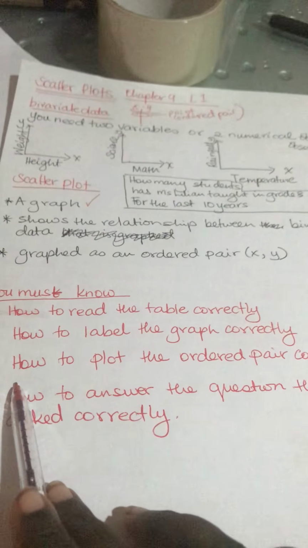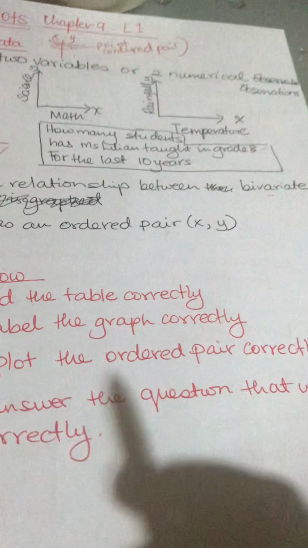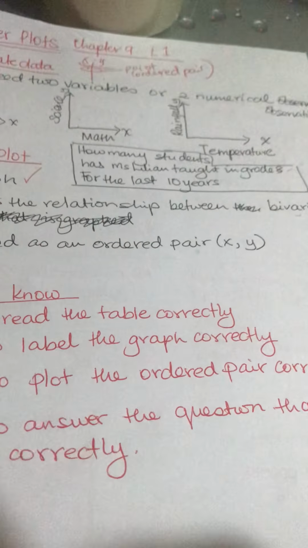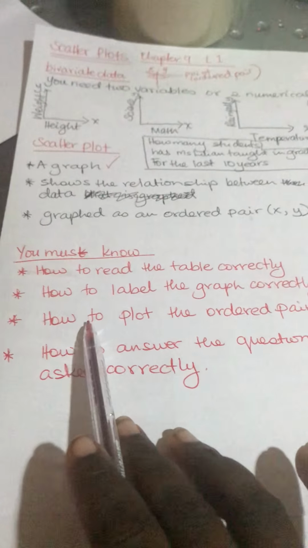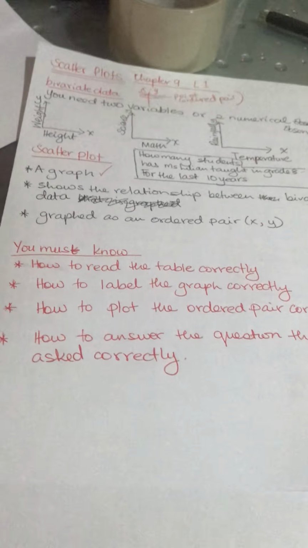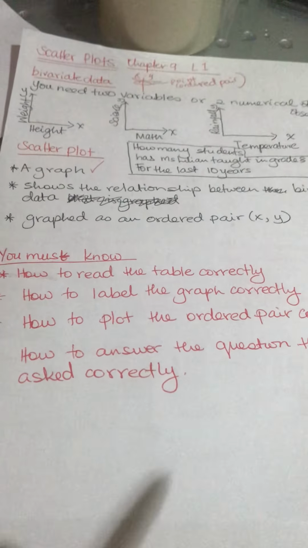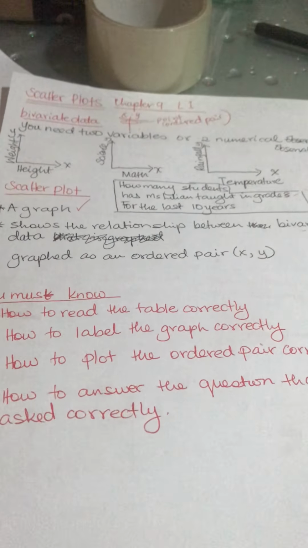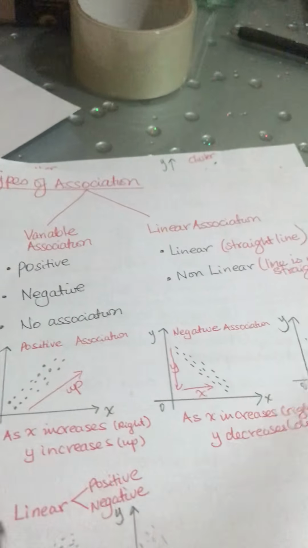Okay? You need to know how to plot correctly. You plot x, then you plot y. You never plot y and then x. It is x and then y. You learned this in grade 3, grade 4. We learned this in term 1. Okay? And you need to know how to answer the question that was asked correctly. Do not answer a question you were not asked. Okay.